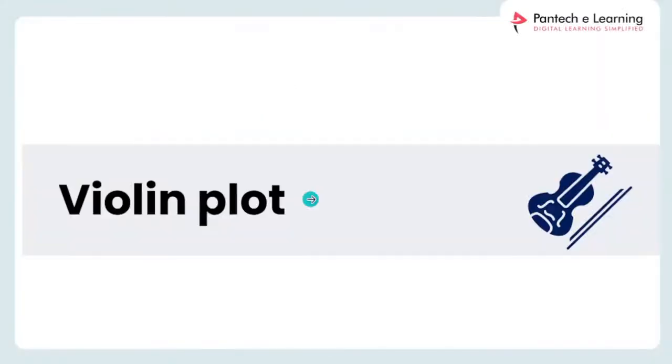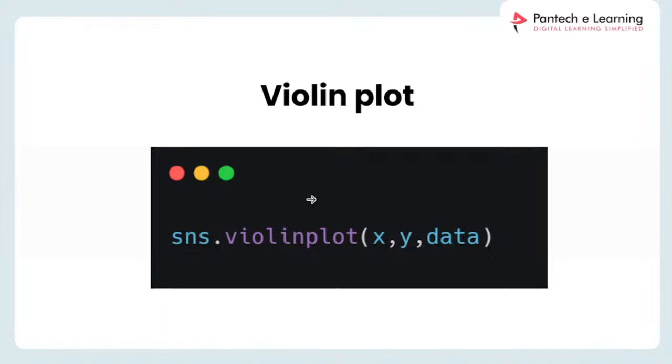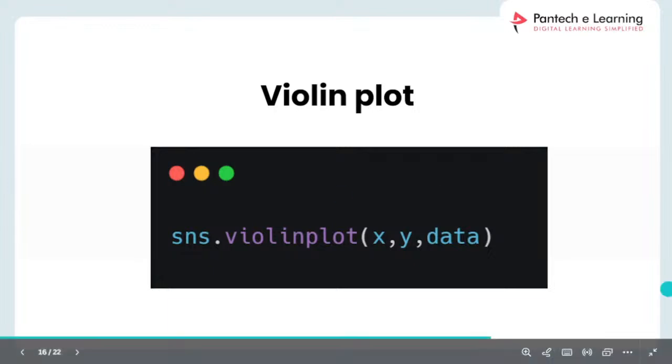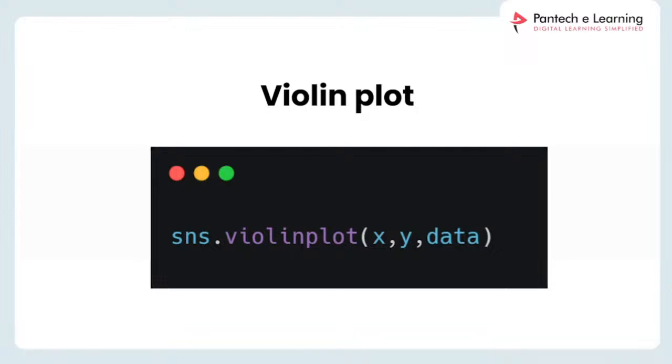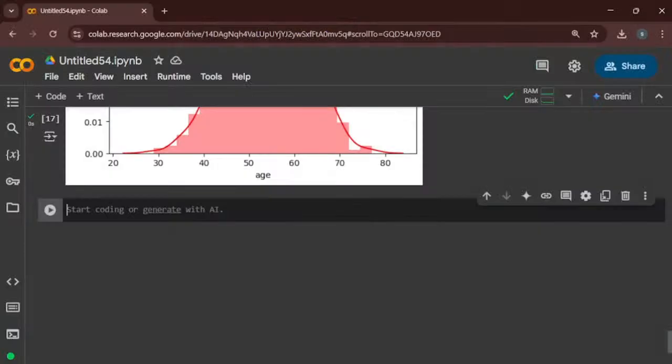So next one is the violin plot. The violin plot is already similar to a count plot. We can pass two different data in this. Okay, wait a second. So sns.violinplot, and passing x equal to gender, comma, y equal to age, comma, and data is the heart data.